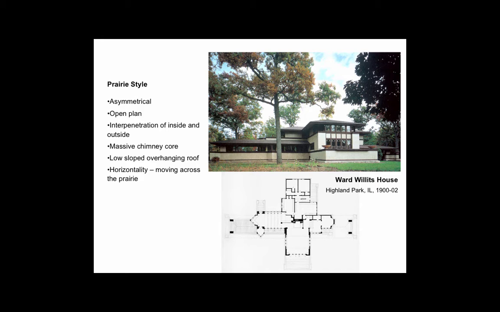So this is the Ward Willits House, 1900-1902, the first mature, fully realized expression of Frank Lloyd Wright's prairie style, which is a symmetrical, open plan, one room flowing into another, interpenetration of inside and outside, whole walls of glass, massive chimney core, low-sloped overhanging roofs, horizontality as though it's moving across the prairie. And again, if this is too quick for you to write down, we're going to do a whole week on it in 2 weeks. So.